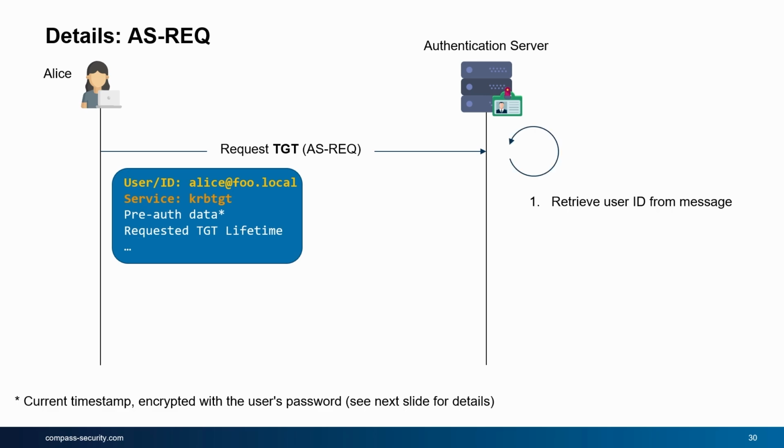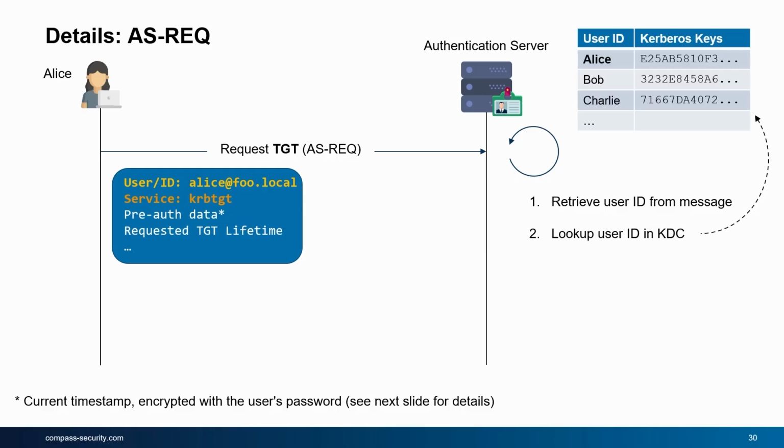Once the authentication server receives our request, it will look up the user ID that we specified and check if it can find our user in the KDC's database. From there, it will be able to retrieve the secret key derived from the account's password, and with the secret key, it can verify the pre-authentication data. So it can essentially decrypt it and look at the timestamp and see if it's a fresh message.